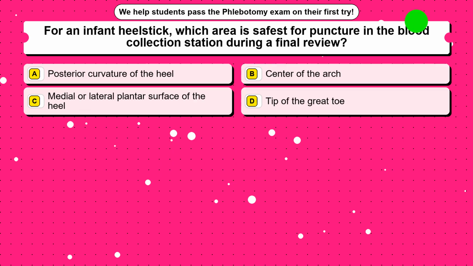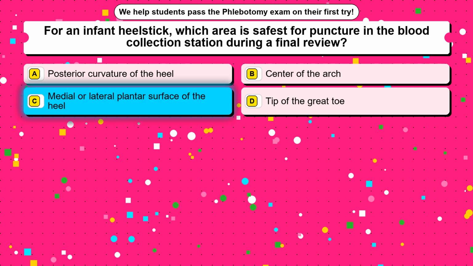Question 78. For an infant heel stick, which area is safest for puncture in the blood collection station during a final review? Option A. Posterior curvature of the heel. Option B. Center of the arch. Option C. Medial or lateral plantar surface of the heel. Option D. Tip of the great toe.